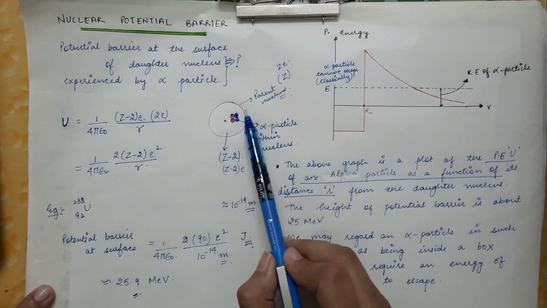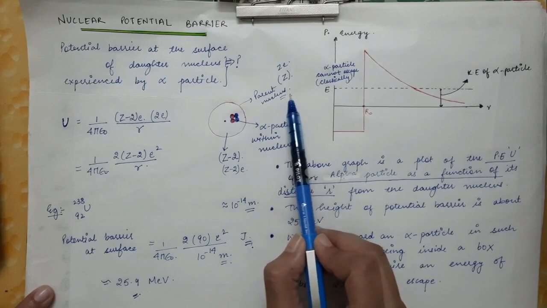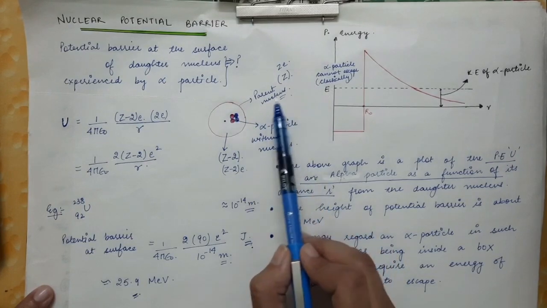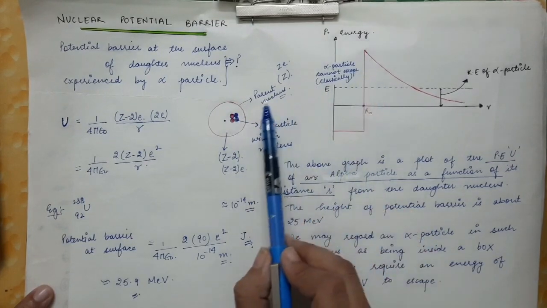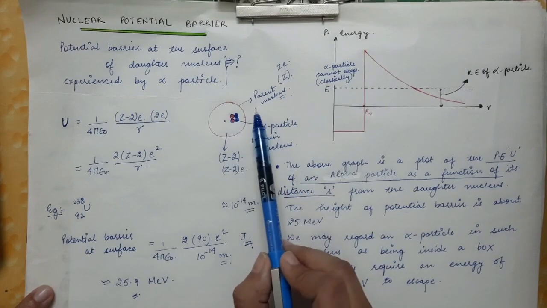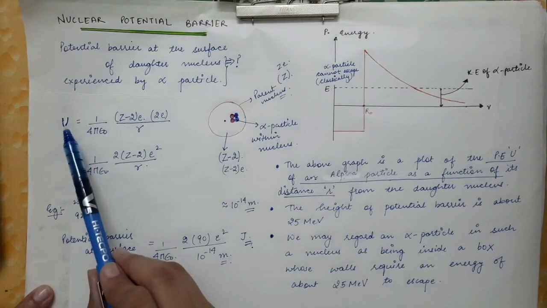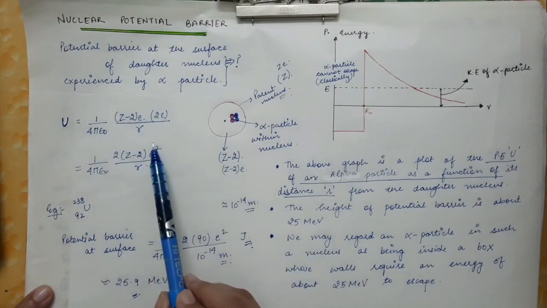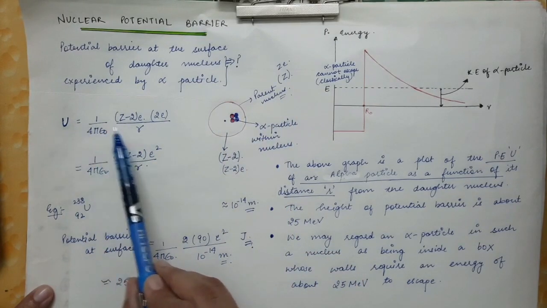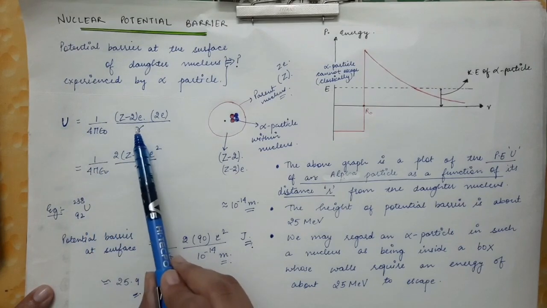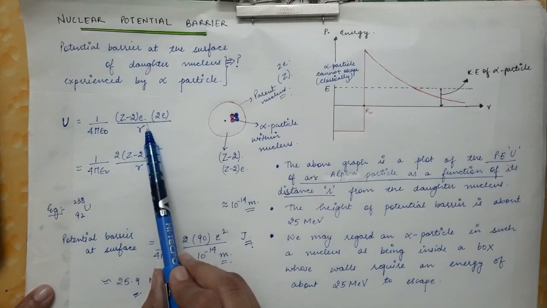So as the alpha particle goes away from the daughter nucleus, the potential experienced by the alpha particle will keep on decreasing, because as we know the Coulomb potential is given by 1 divided by r. So it is inversely proportional to the distance between the two charged bodies.